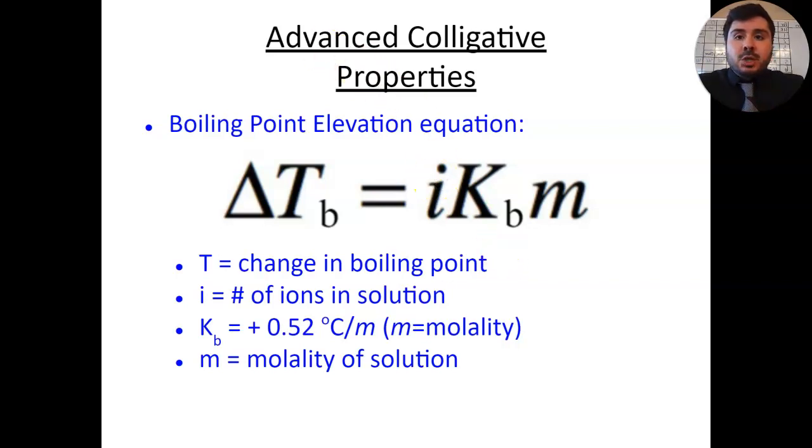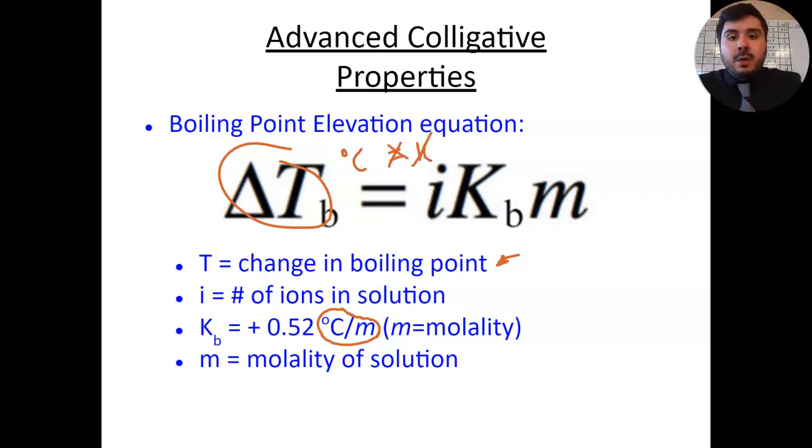One final thing to mention: if we take a look specifically at the unit for the Kb, notice the measurement of temperature being utilized in this constant. It's degrees Celsius, which means whenever we look at any kind of boiling point for delta T b, we have to make sure that all of our temperature measurements are in degrees Celsius. We do not want Kelvin. So no Kelvin this time around.